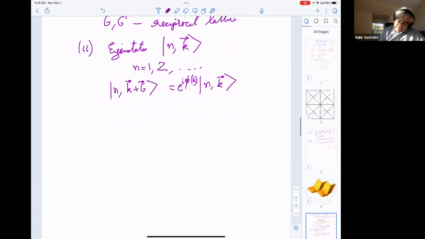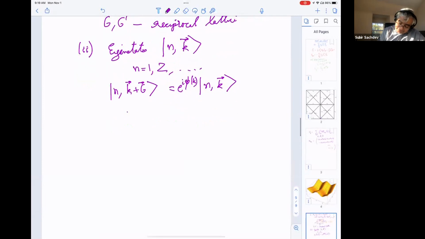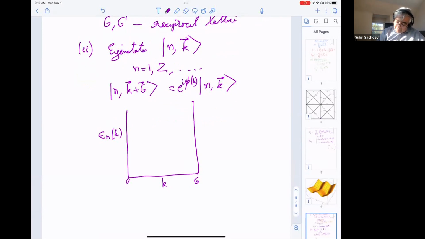Oh yeah, I was going to draw a picture. So one important assumption here is that there's some eigenenergies En of k as a function of k. Let's start from 0, and let's say this is G. I'm just drawing a one-dimensional section. And you have some band structure. It can have any shape it wants. It comes back to the same point, and here's another band. It comes back to the same point, and so on.